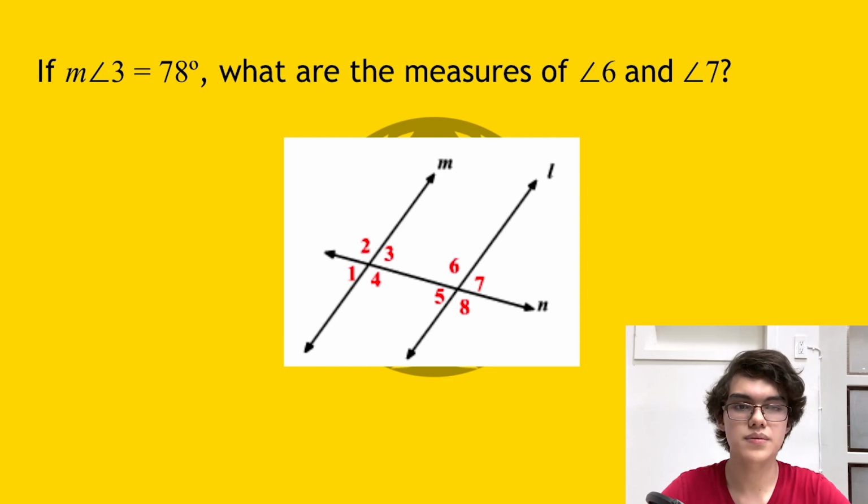And here's another one for you. If the measure of angle 3 is 78 degrees, what are the measures of angle 6 and angle 7? I'll give you a minute again.